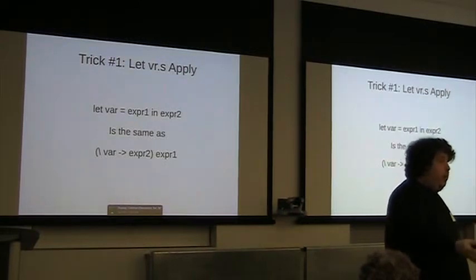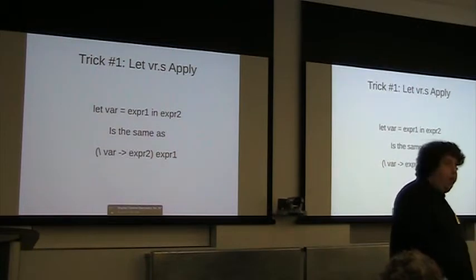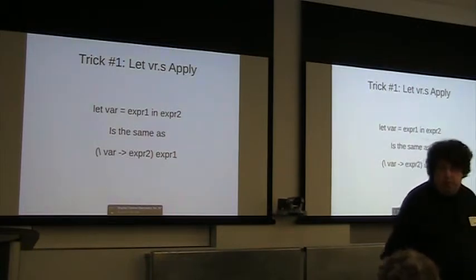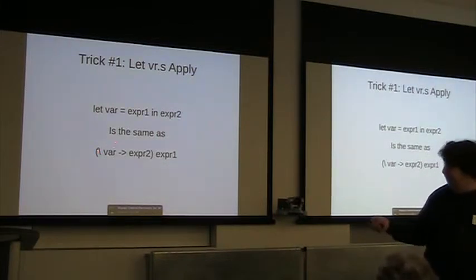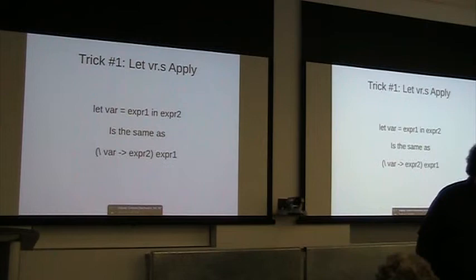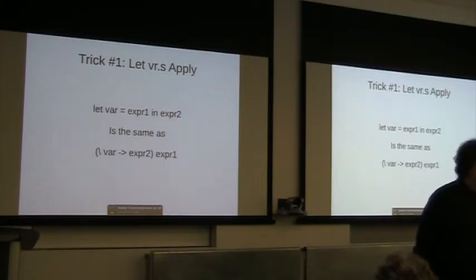If you think about it, it makes perfect sense. In both cases, I'm defining a name and assigning a value to it. This is just a closure. The backslash is how Haskell introduces closures. It's a lambda. If you know Lisp, it's a lambda.